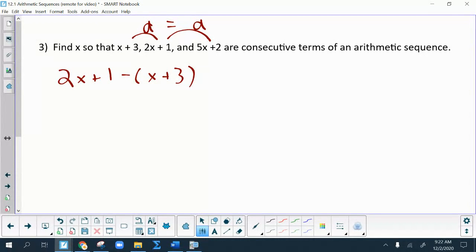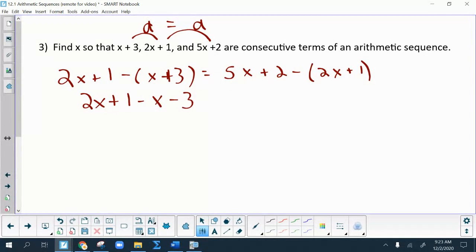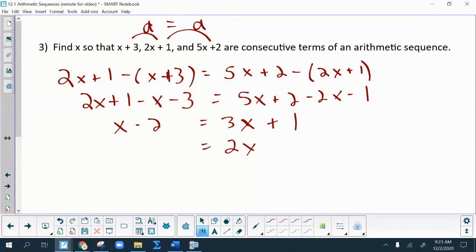So I know that the first common difference would be 2x plus 1 minus x plus 3, second term minus first term. And this should equal the same thing if I were to do the third term minus the second term. So now I've set up an equation related to x. And now it's just combining like terms. Okay, let's see what we get here. So it looks like I get x equals negative 3/2.